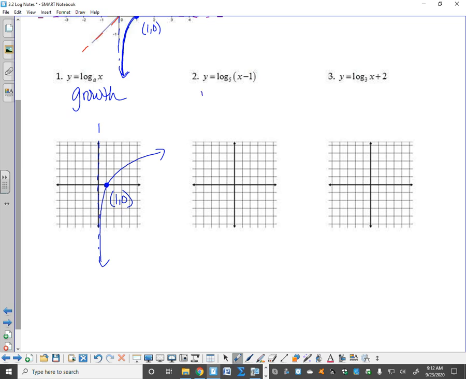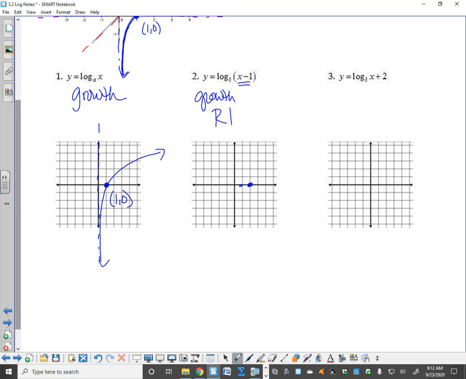Number 2 is also growth. And now I have a -1 inside my function. Well, you know from Unit 1 that if it's a shift inside the function, it's right, left, opposite the sign. So I know that this is going right 1. So this was home, but it is now being shifted right 1.